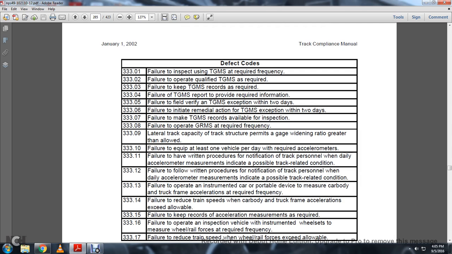33301, failure to inspect the track geometry at the required frequency. 33302, failure to operate the track geometry system as required. 33303, failure to record track geometry as required. 33304, track geometry measurement system failed to provide required information. 33305, failure to verify the track geometry measurement system exception within 2 days. 33306, failure to initiate remedial action on the track geometry measurement system exception within 2 days. 33307, failure to make the track geometry measurement system record available for inspection. 33308, failure to operate the gauge restraint measurement system at the required frequency. 33309, lateral track capacity: the track shall not be permitted with a gauge widening ratio greater than allowed.